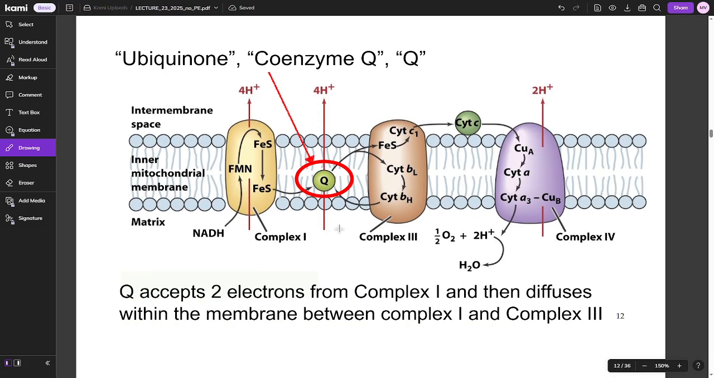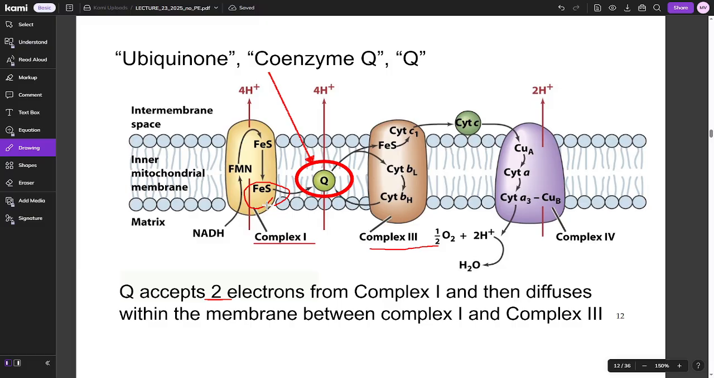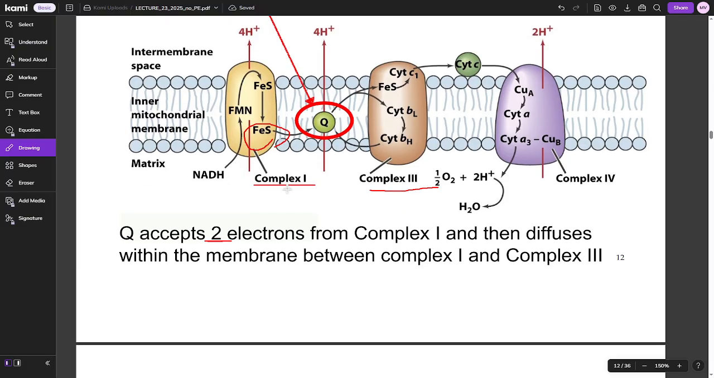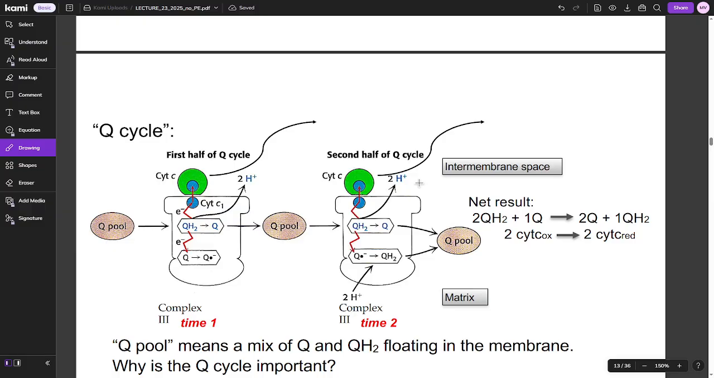If you look at coenzyme Q, it acts between complex 1 and 3. All it does is help transfer electrons, and it actually acts as a bit of a pump itself. Essentially, as it's listed here, it accepts a couple electrons from complex 1, from this iron sulfur protein in complex 1. Then it diffuses within the membrane between these two complexes, and it dumps off its electrons on the iron sulfur or on the cytochrome bL, and then it ends up going through the Q cycle, which is a different thing. So the Q cycle is here.